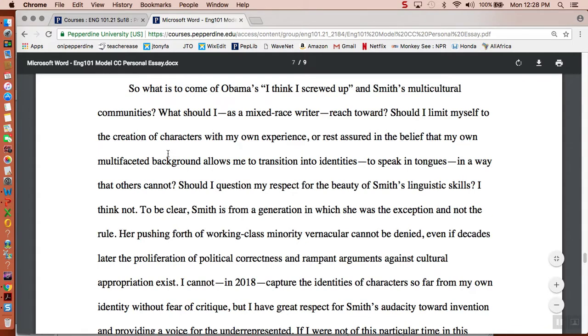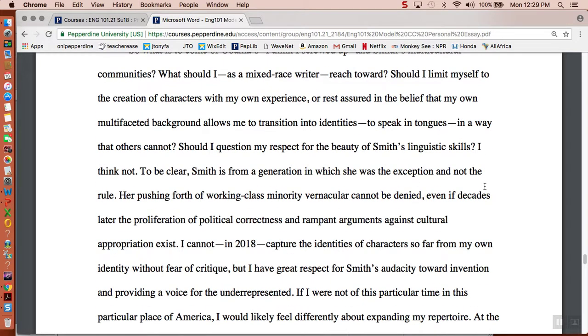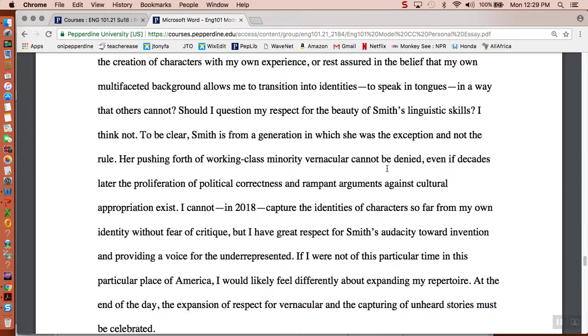I say, so what is to come of Obama's I Think I Screwed Up and Smith's multicultural communities? What should I, as a mixed race writer, reach toward? Should I limit myself to the creation of characters with my own experience, or rest assured in the belief that my own multifaceted background allows me to transition into identities to speak in tongues in a way that others cannot? This is from the Smith article, which you guys will notice when you read it. So I'm just establishing some questions, right, for final self-analysis.